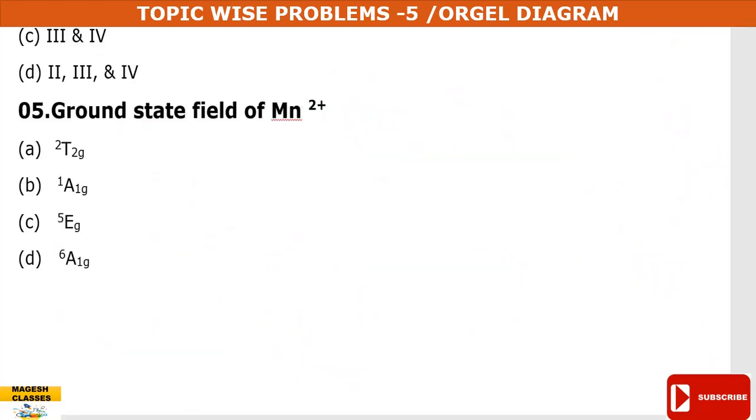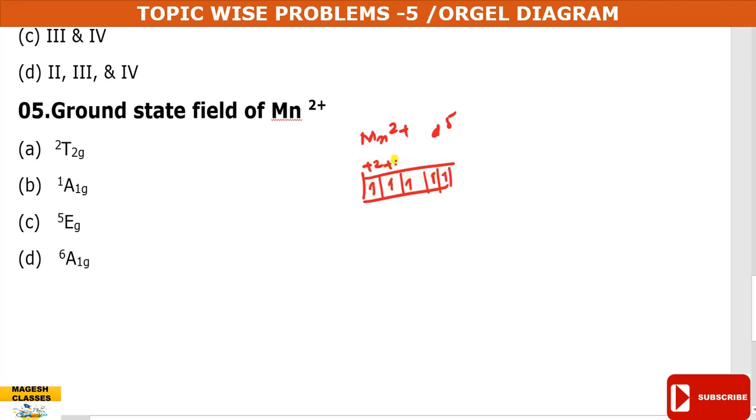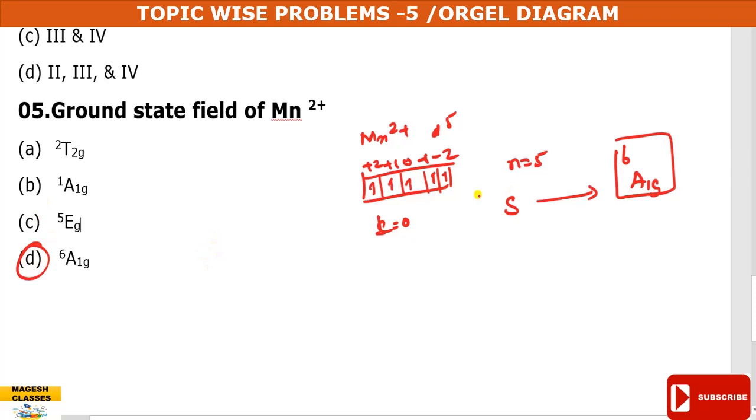Question number 5. The ground state of Mn2+ is a D5 system. +2, +1, 0, -1, -2. Total S value is equal to L value is equal to 0. It is an S-term. Corresponding Mulliken term is A1G. Number of unpaired electrons is 5, so spin multiplicity is 6. So A1G is our answer.